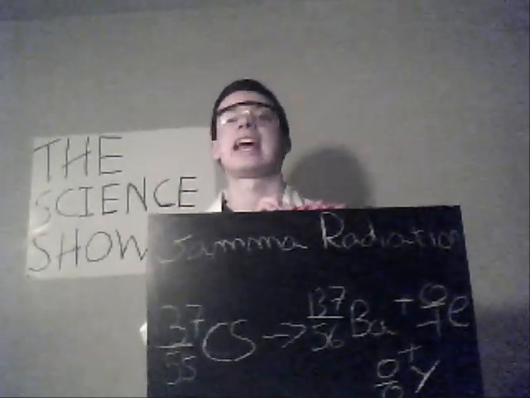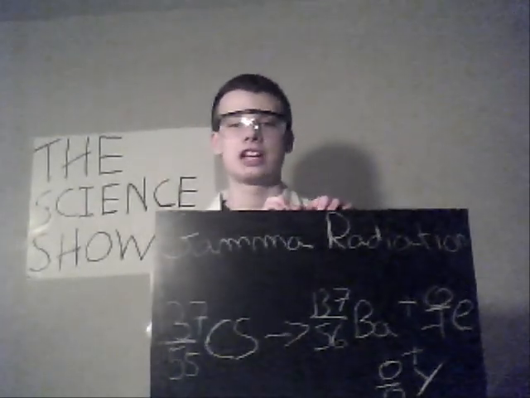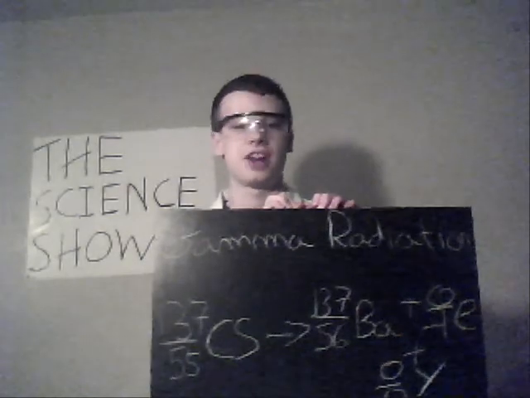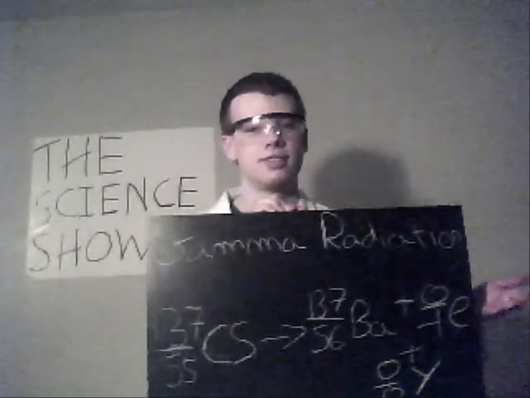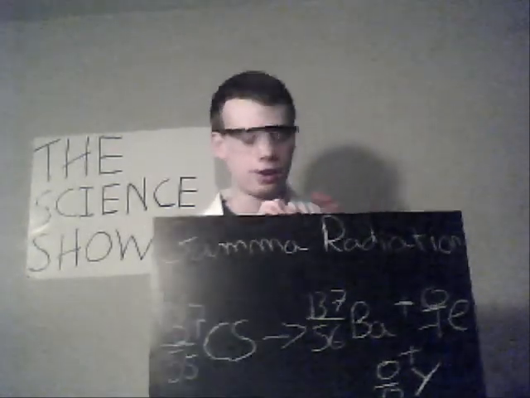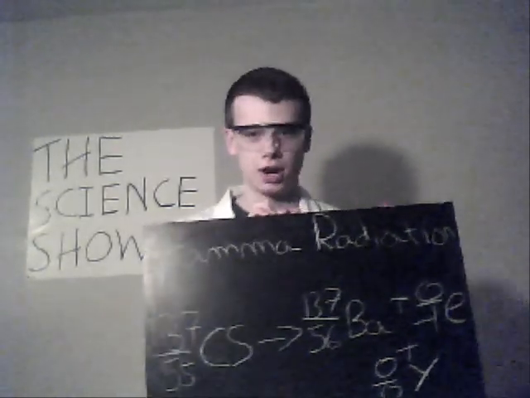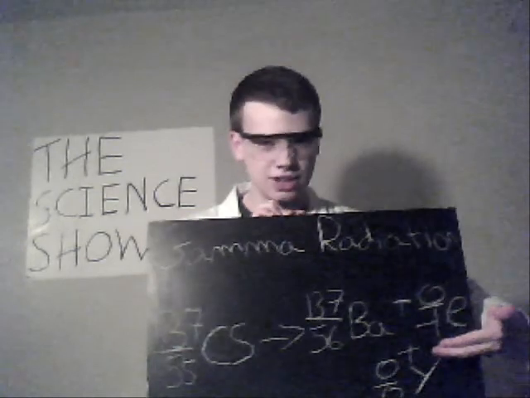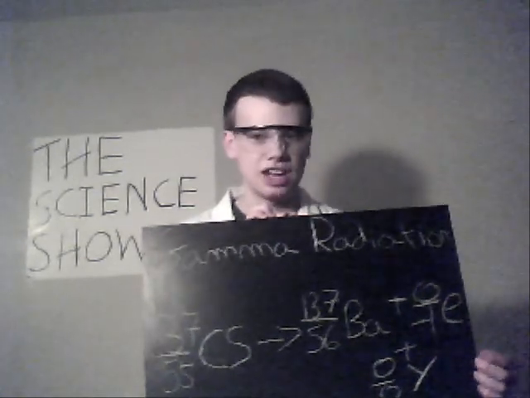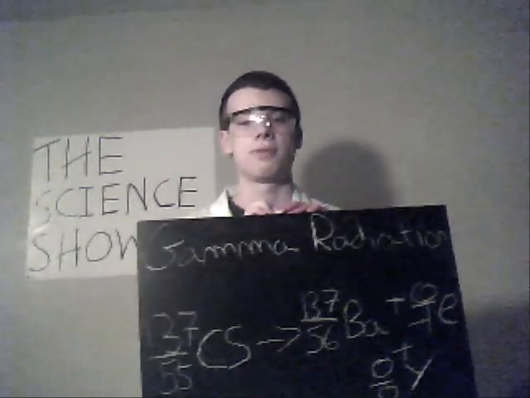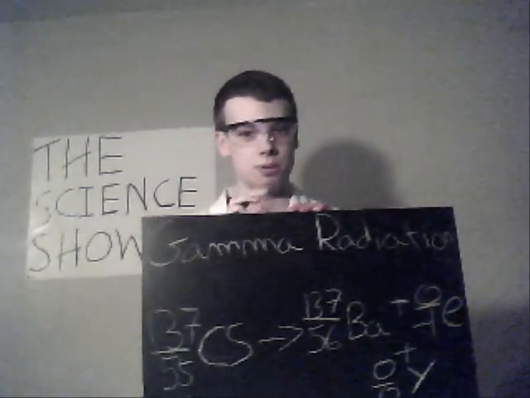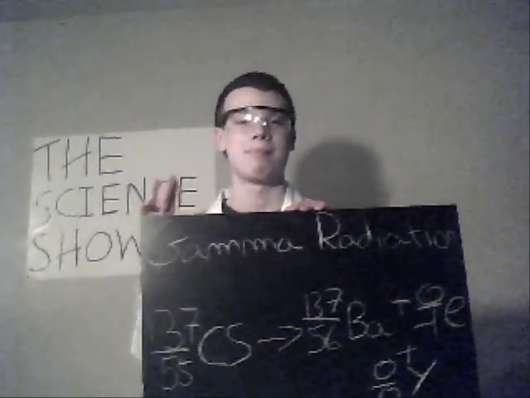The final type is gamma radiation. This type of radiation usually accompanies the emission of an alpha particle or beta particle. As we can see here by our model equation, this one's accompanying a beta particle, or the emission of an electron. Now, because it has neither mass nor charge, gamma radiation is represented by 0 0 over Y. This type of radiation is the most harmful to humans, and it can only be blocked by big pieces of lead.